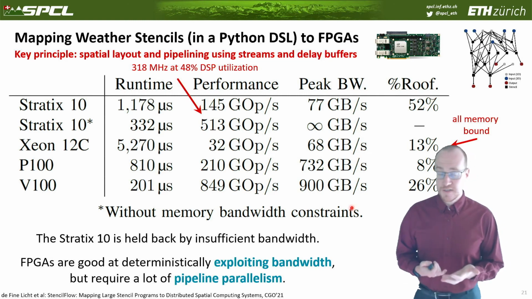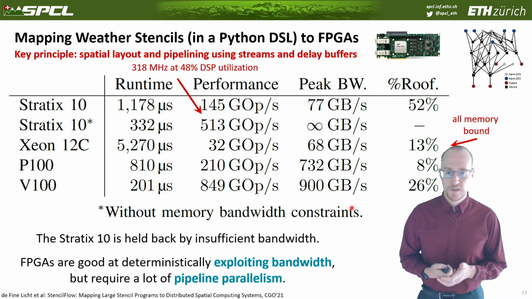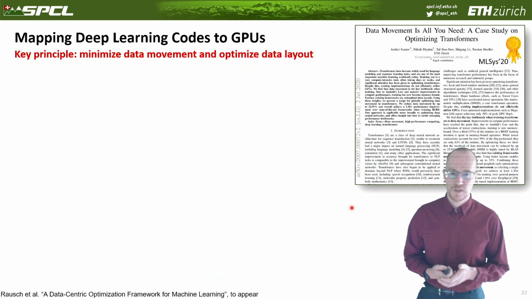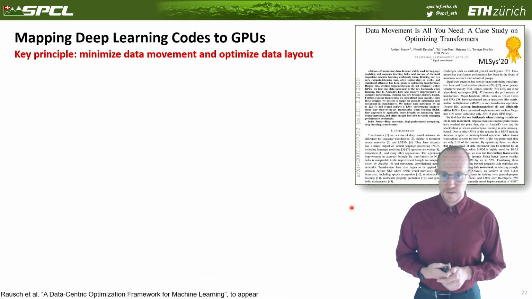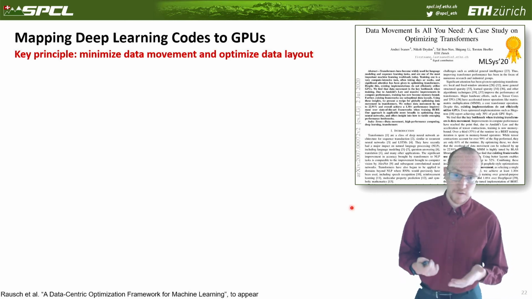So FPGAs are a good target. We can more or less automatically map to them. But unfortunately, the architecture needs to change. Same on GPUs. If we map deep learning workloads to GPUs now, that's another front end of DaCe.